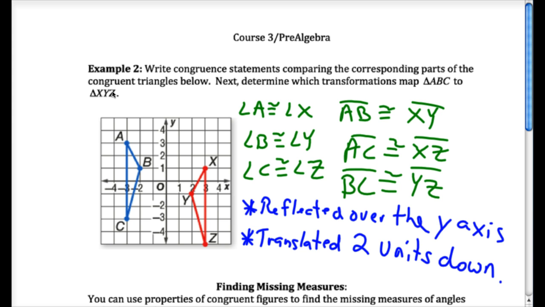I think you got to do a little bit of that in your homework. You got to say the corresponding or congruent parts, and you got to talk about how it moved. Does that make sense? How it reflected and moved? Okay, it does right off the bat. It looks like a rotation, but I don't think it rotated.